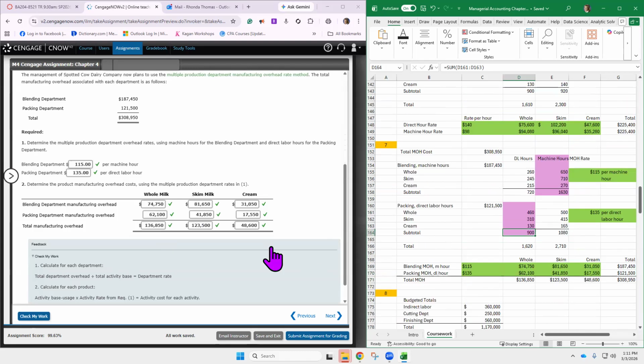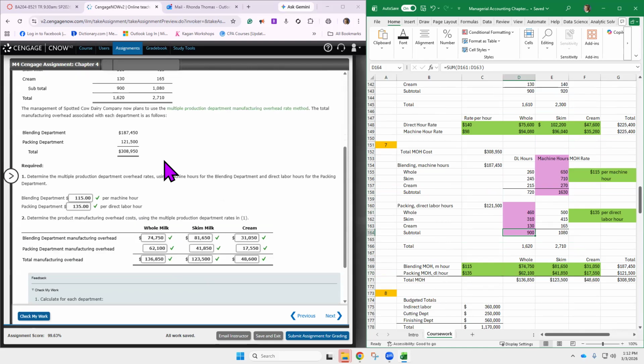Okay, now we're going to apply these. We have to remember what department we're in as to what hours we're using. So remember, blending is machine hours. Let's stay with blending first. Let's go to whole milk. Whole milk is going to use 650 hours times that hourly rate of $115. So that is 74,750.